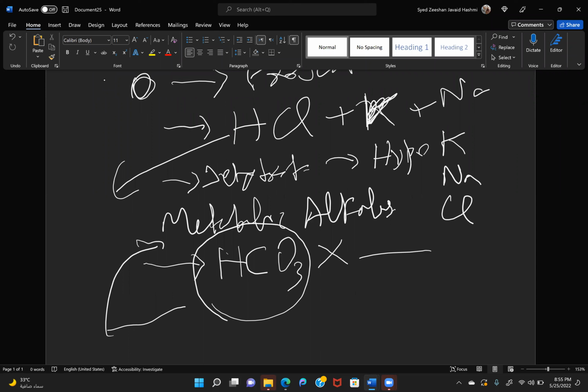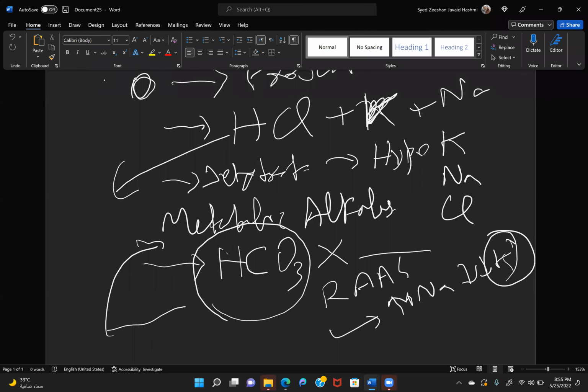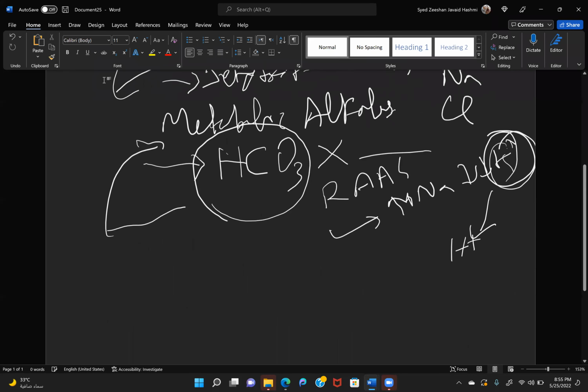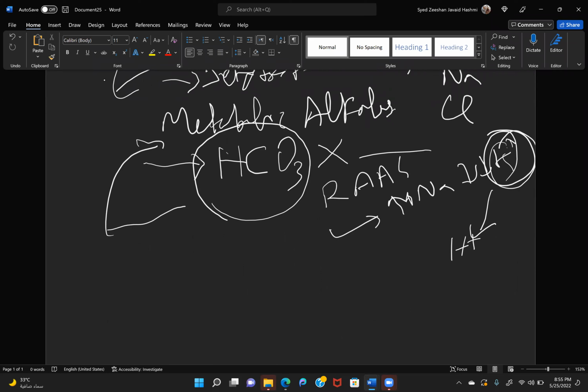And then the body response is the renin angiotensin aldosterone system. It increases to try to compensate for sodium at the cost of potassium. But what happens is there will be critical hypokalemia, which is not compatible with life. So instead of potassium, they will be kicking out hydrogen. So this is the last component of hypertrophic pyloric stenosis: hypokalemic, hyponatremic, hypochloremic metabolic alkalosis with paradoxical aciduria.